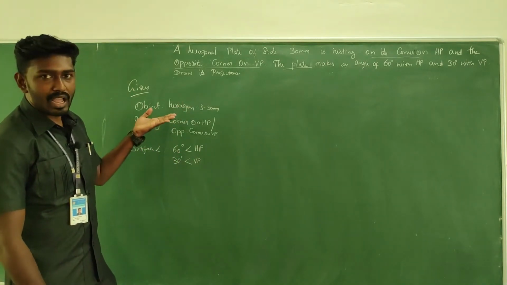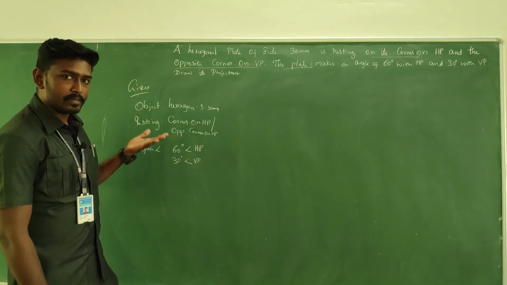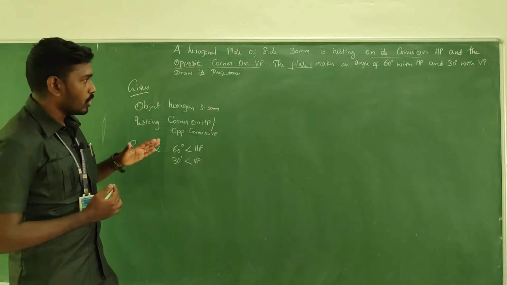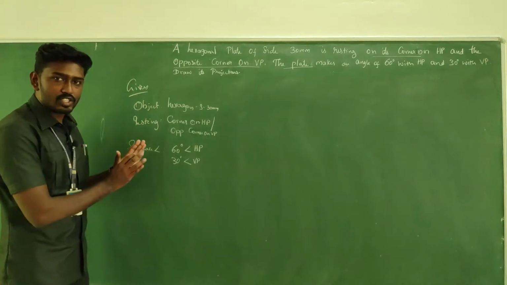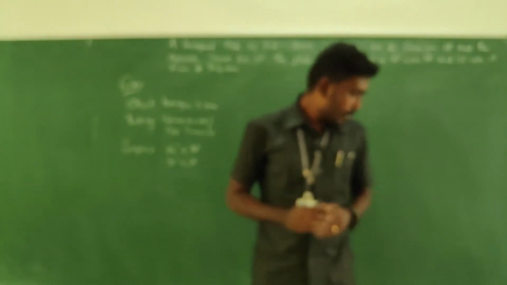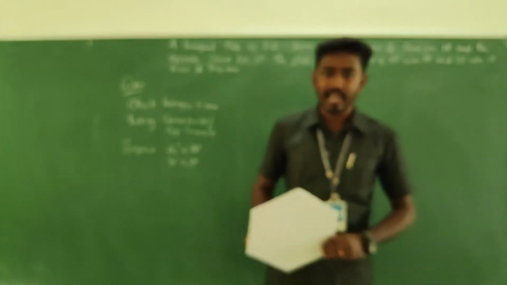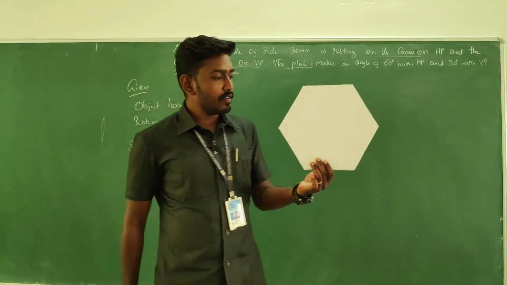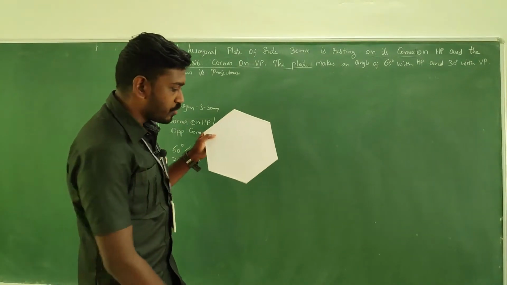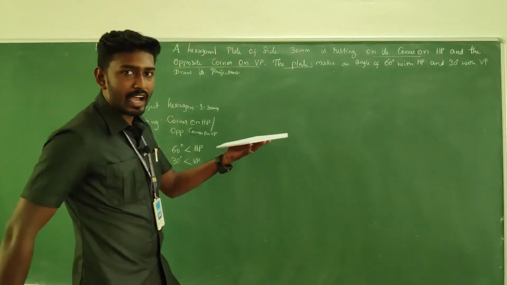Surface inclination, two data are available: 60 degree to HP and 30 degree to VP. Is there any data about edge or side inclination or special kind of inclinations? No, right? Okay, so these are the things that have been given in the question. So for this condition, we are going to make the final front view and final top view. The object given for us is a hexagon.